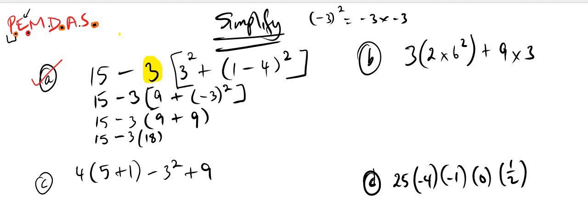So what we really have in the bracket there is 3 squared plus, again, negative 3 squared, which both give you a positive 9. And so simplifying this further, it's really 15 minus 3 times 18. What is 3 times 18? That's 54, right? Okay, so 3 times 10 is 30, and 3 times 8 is 24. 24 plus 30 is 54. And then we subtract 54 from 15. And what's the answer for that? So 15 minus 54.